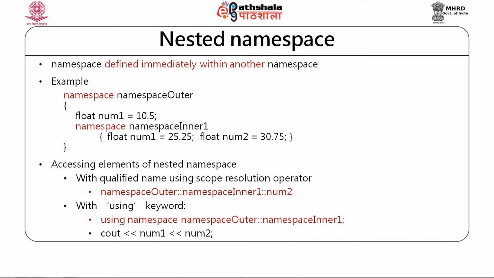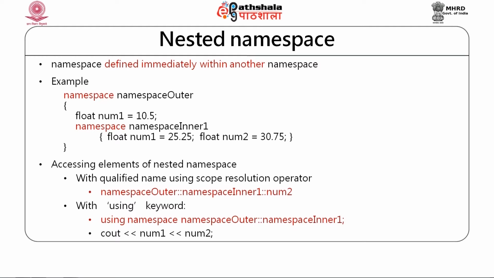That means namespace inner1 is nested within namespace outer. To access the elements of the namespace, in this case, if we want to access the namespace outer and its element num1, we can always say namespace outer::num1. If you want to access num1 of inner1, because it is nested inside namespace outer, we need outer as well as inner in the scope resolution for the fully qualified name. Therefore, we will have to use outer::inner1::num1 or maybe num2.